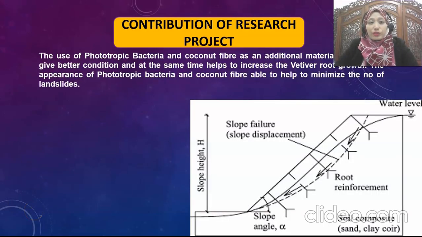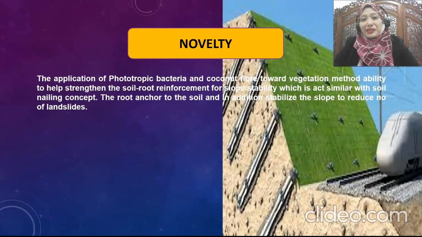As a consideration of the research project, the use of phototropic reservoir EMPB and coconut fiber as an additional material to the soil gives better conditions and at the same time helps to increase the vegetation growth in order to minimize the number of landslides. As a novelty, the application of phototropic reservoir EMPB and coconut fiber toward the vegetation method is able to help strengthen the soil reinforcement and stability, which is similar to the soil nailing concept. Under the soil nailing concept, the nail is anchored to the soil, while in this concept, the root is anchored to the soil, in order to reduce the number of landslides.